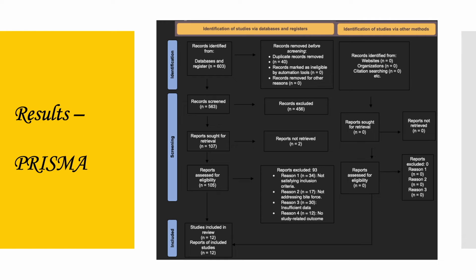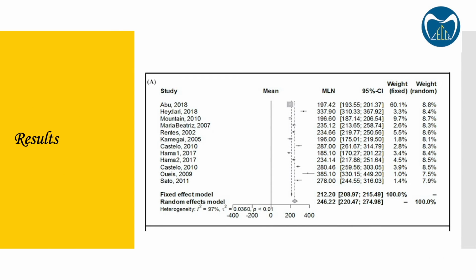The search across the 4 databases with the key terms led to a total of 603 studies. After the removal of duplicates and exclusion of the studies that did not match the inclusion criteria, we narrowed down to a total of 12 studies which assessed the bite force in children between the ages of 3 and 6. The 12 studies were subjected to meta-analysis using the random effects model.